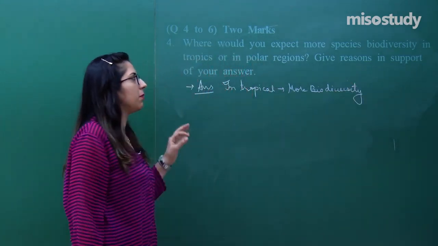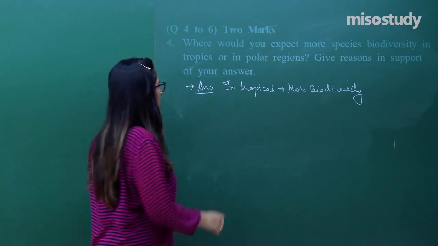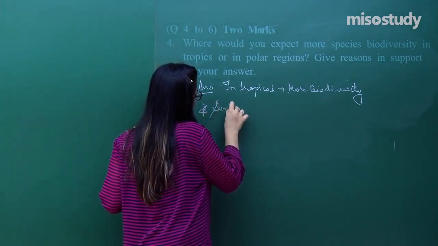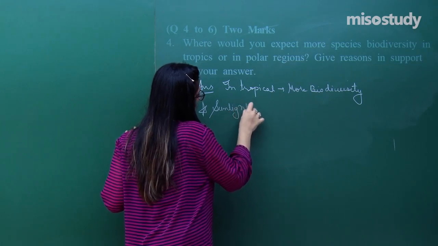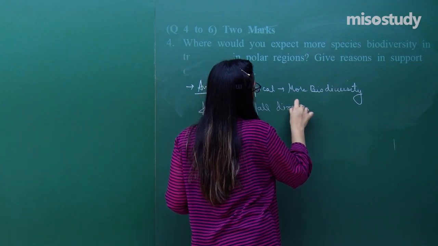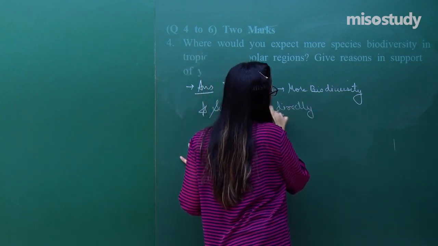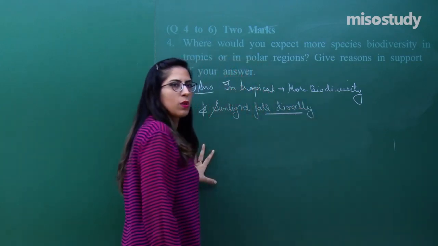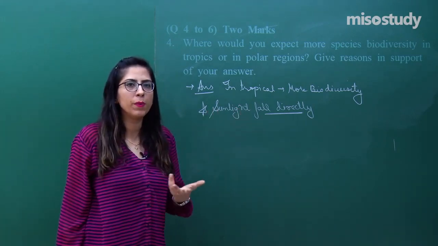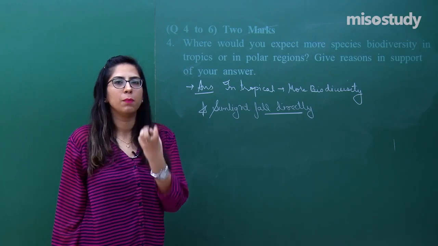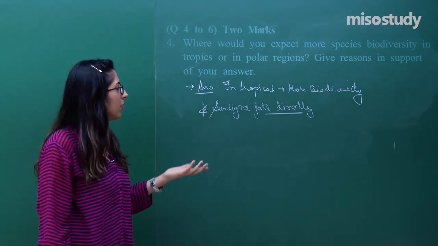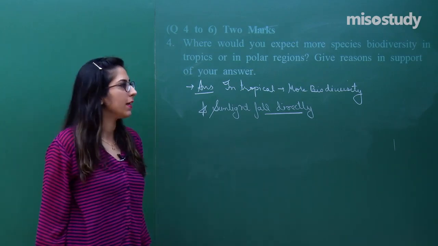Now, I have to explain the reasons for that. The first thing is that sunlight falls directly. When sunlight is falling directly, that means photosynthesis will be happening. That means the organisms, the plants, will be able to flourish. Herbivores will be able to develop over there. So, the sunlight falls directly.